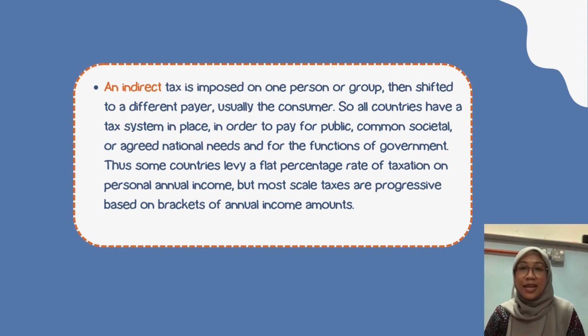Lastly is indirect tax. Indirect tax is imposed on one person or group, then shifted to a different payer, usually the consumer. So all countries have a tax system in place in order to pay for public, common societal or agreed national needs and for the function of government. Some countries levy a flat percentage rate of taxation on personal annual income, but most tax scales are progressive based on annual income brackets.